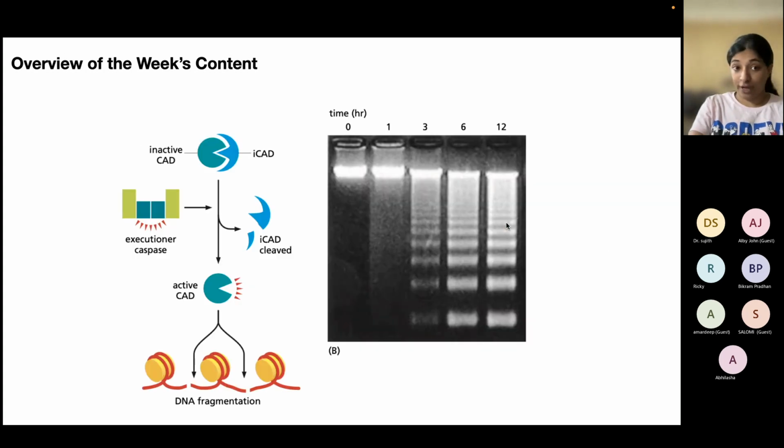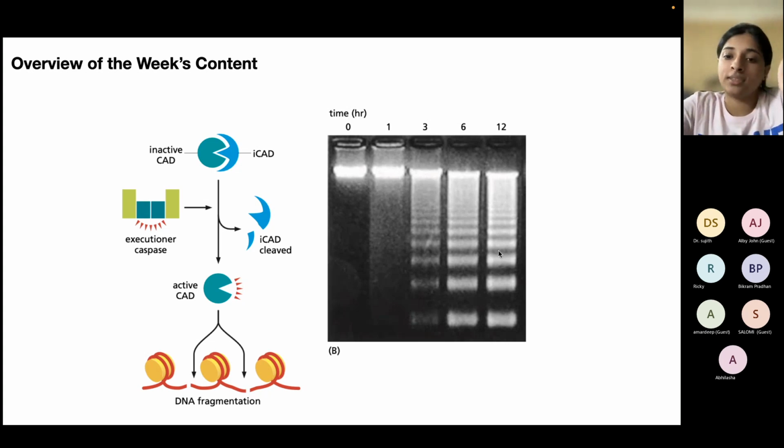Now, I mentioned that the DNA is fragmented. How this happens is by the activation of nucleases, endonucleases. So in this example, there is the presence of inactive CAD. CAD is the endonuclease, and it is bound to this protein known as ICAD. This is what makes it inactive in the first place. Now, if there are executioner caspases, they will cleave this ICAD domain, making CAD active. Now, this CAD can go and fragment the DNA at multiple locations.